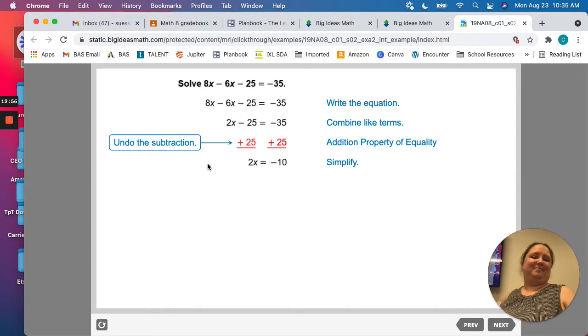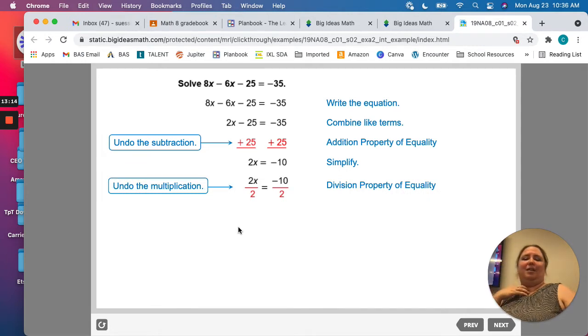Divide by 2 on both sides. So that'd give you x on the left and what on the right? -10 divided by 2 is -5. So x equals -5. Any questions on how we did that?